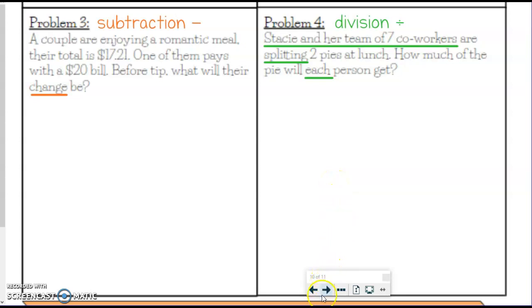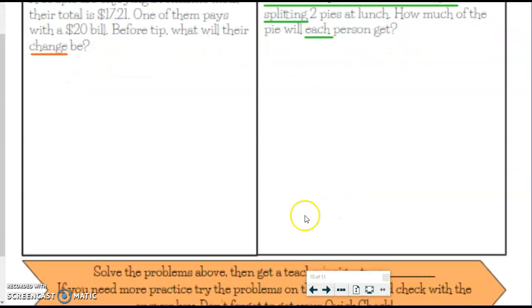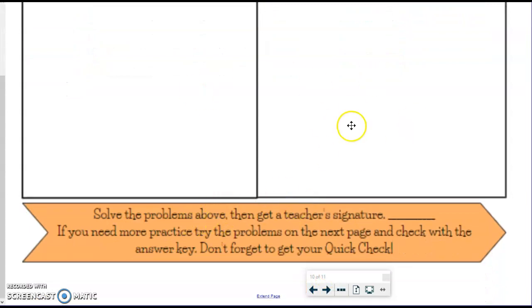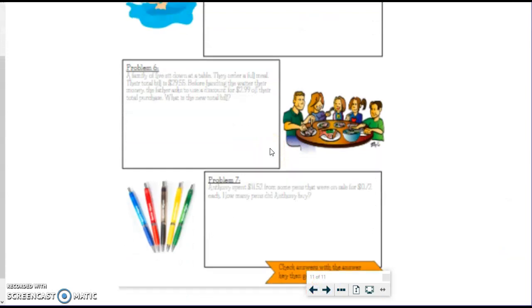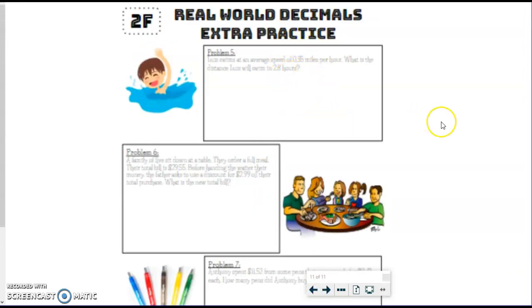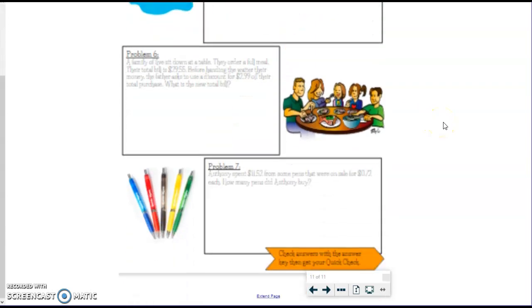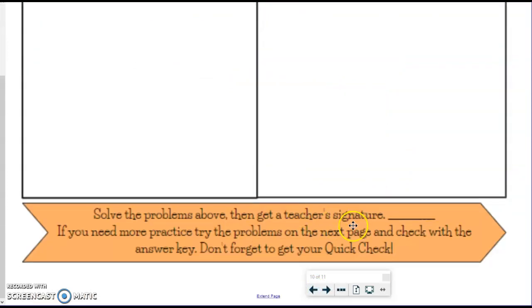Okay? So, what you're going to do is you are now going to solve the problems, those 4 problems from above, and show your work on each one, and then get a teacher's signature. If you think you need more practice on real-world problems, then the next page has 3 more problems that you can try. If you want to try and identify what the operation is and solve them on your own, you're more than welcome to do that, and you can check with the answer key before getting your quick check. But if you would like to, after you've done those 4 problems and got a teacher signature, if you think you're ready for the quick check, great. Go get that, do it, and get a teacher signature on that as well.